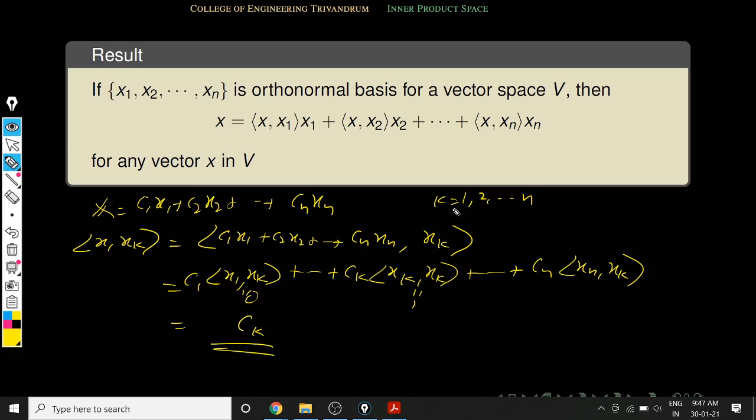So the kth coordinate ck is equal to the inner product of x and xk. This is true for every k. When k equals 1, c1 equals the inner product of x and x1, right? Similarly, when k equals 2, c2 becomes the inner product of x and x2. That's why they are the coordinates. So if this is an orthonormal basis, then the coordinate of x with respect to the basis is like this: inner product of x and x1, etc., x and xn. It's a very important result.